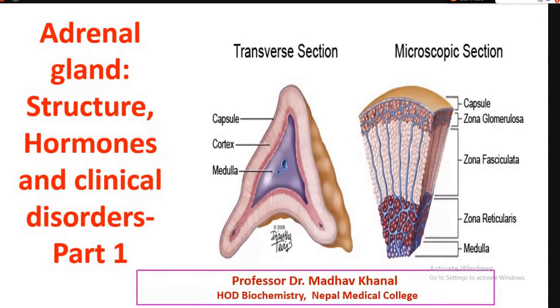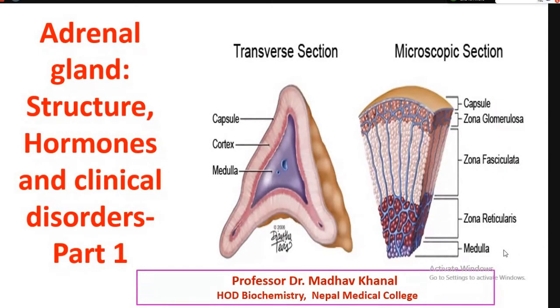There are three layers, and the medulla is inside. So the functions of these layers are different. Glomerulosa secretes aldosterone, a mineralocorticoid; fasciculata secretes glucocorticoid; reticularis secretes androgens; and medulla secretes catecholamines. Just for remembering, this is a concept. I am just giving you the concept. So this is the structure.